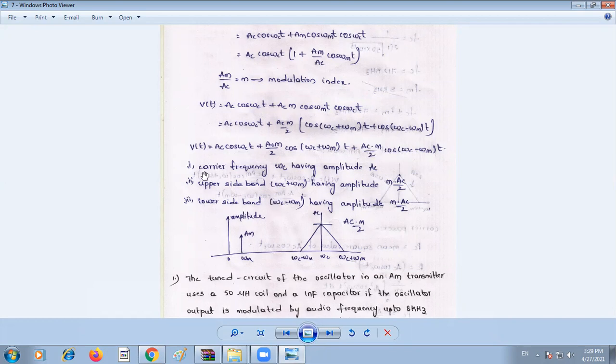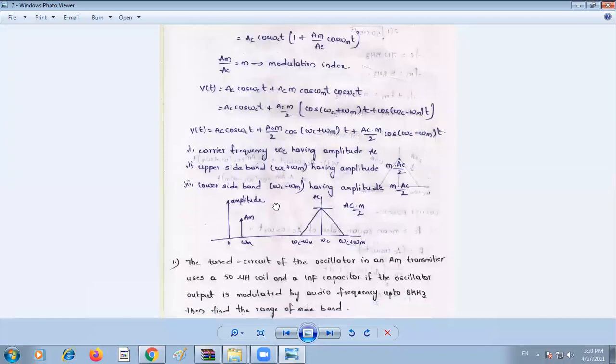That's why, observe here: carrier frequency omega C having the amplitude AC is one term. The second term is the upper sideband frequency, omega C plus omega M, having amplitude M AC by 2. And the lower sideband term has omega C minus omega M, having the amplitude M into AC by 2. These are the spectral components of this waveform.